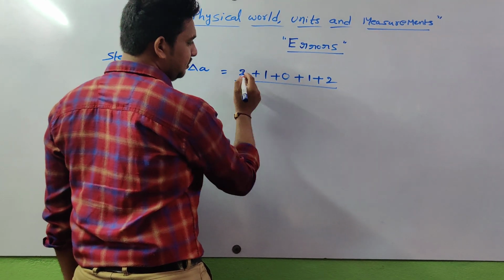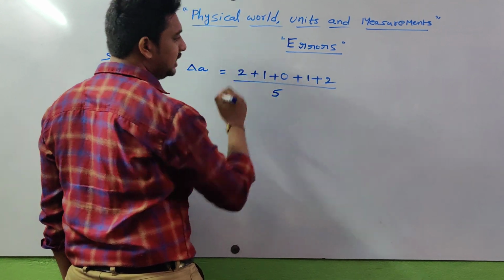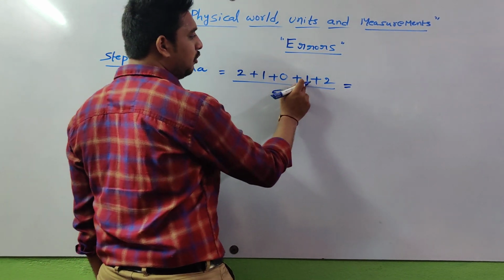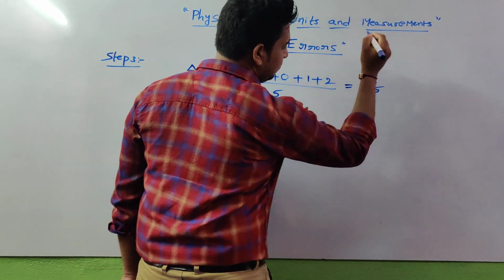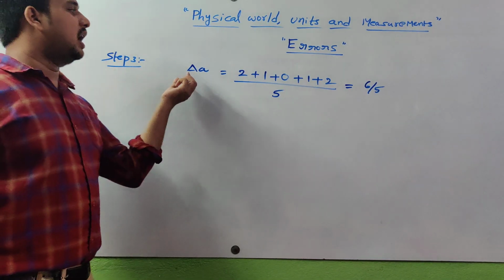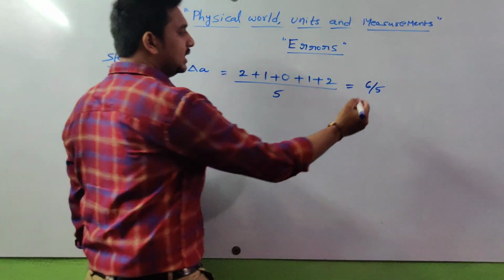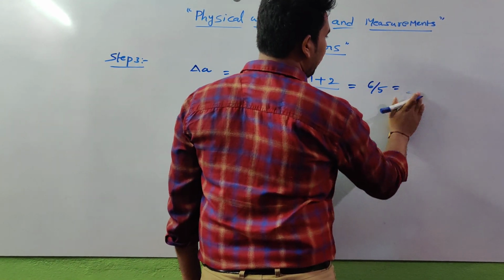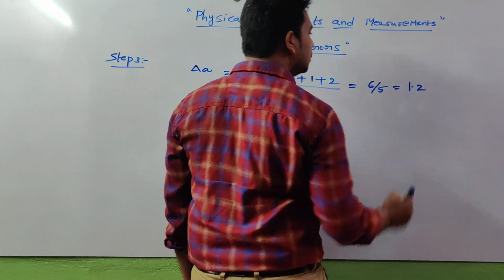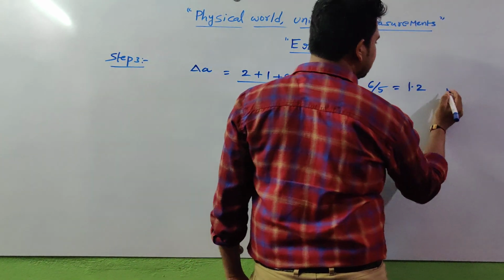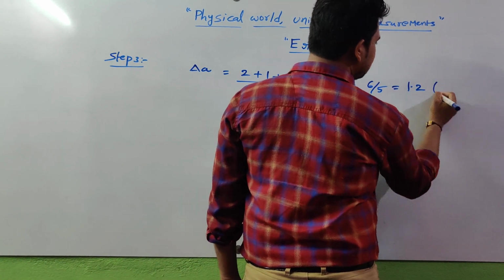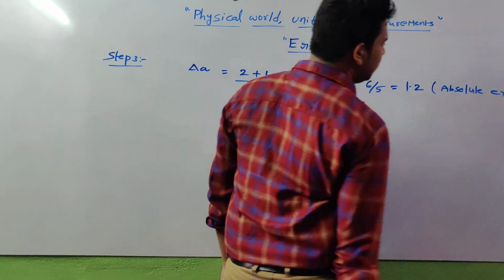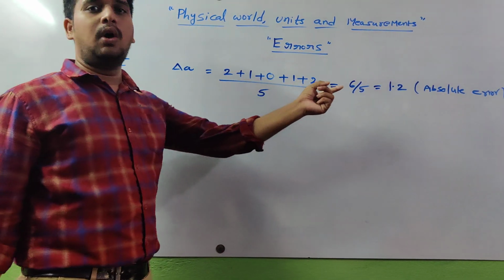So in total how many numbers here? 5 numbers. Sum of the numbers divided by the total number of numbers. Then we got 2 plus 1 is 3, plus 0 is 3, plus 1 is 4, plus 2 is 6. So 6 by 5. In step 3 we got delta A equal to 6 by 5, which is equal to 1.2. This 1.2 is called the absolute error. So the absolute error in the case of resistance values is 1.2.